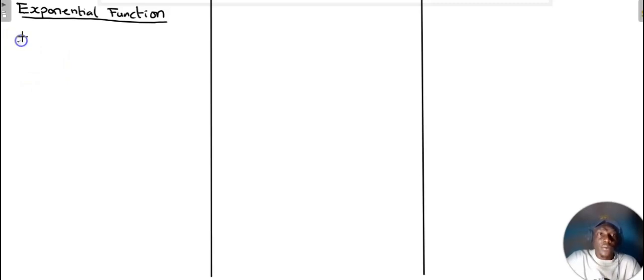So, for example, you have something like this. You have 5^x is equal to 25, and you are asked to find x. As you can see, the unknown is the power here, the index. So that's what an exponential function is. It can come in different forms. In this video, we'll be solving different forms in which exponential questions come in.